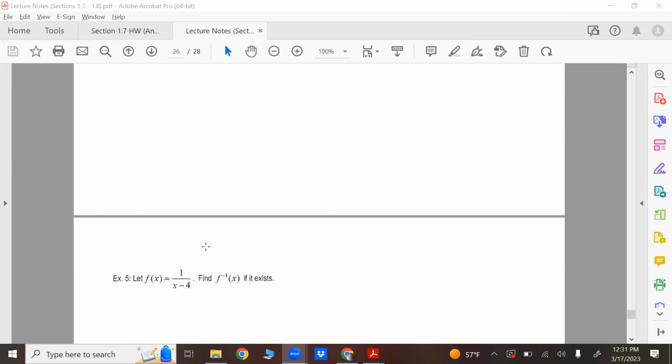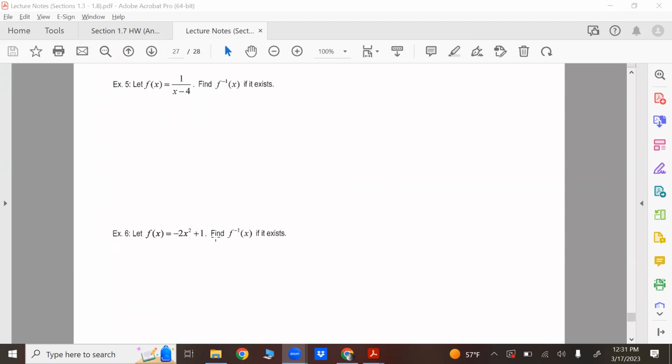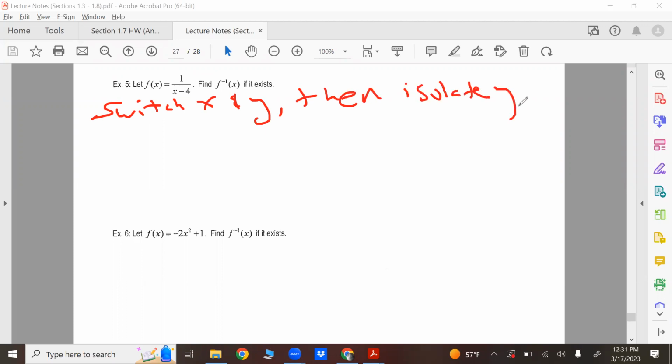Okay, let's now actually practice finding inverses, and then we'll wrap up these notes. I do need to go back to the top of the previous page, of the first page of these notes. All right, let's look at here. Remember, example 5. So f of x equals 1/x minus 4. Find the inverse. So all you do is you switch x and y. Then isolate y. That's all. So f of x is y. If it helps, put a y there. So you switch it, right?